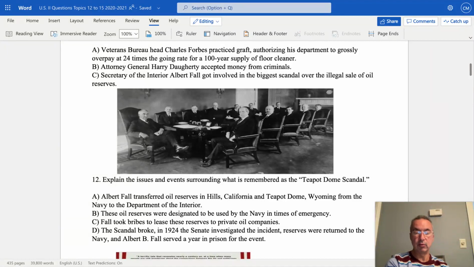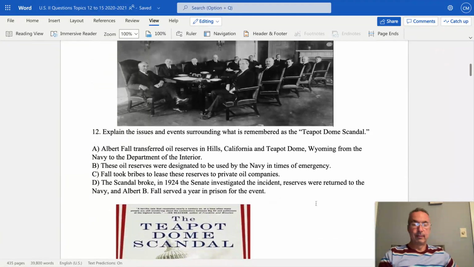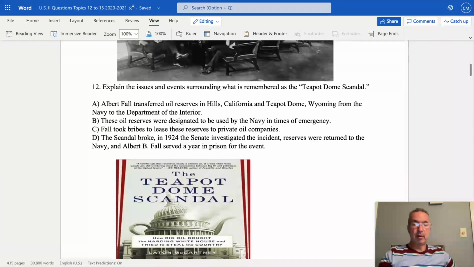Eventually, the scandal broke in 1924. The Senate investigated the incident. The reserves were returned to the Navy. And Albert Fall served 1 year in prison for these illegal activities that became known as the Teapot Dome scandal. Here's a cover of a book on the Teapot Dome scandal. You can see there the shape of the teapot and the steam blowing out, and how big oil brought the Harding White House almost to an end.